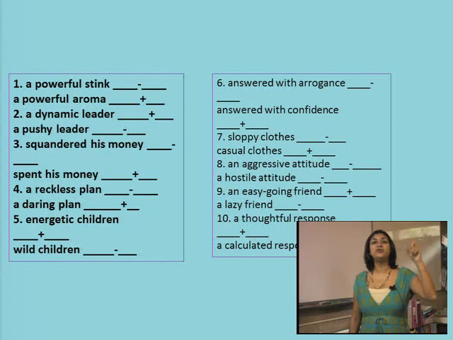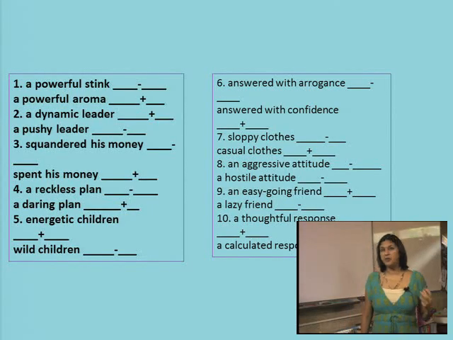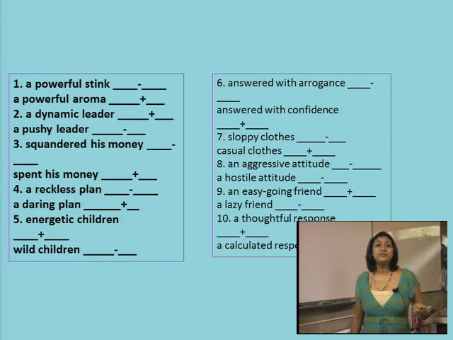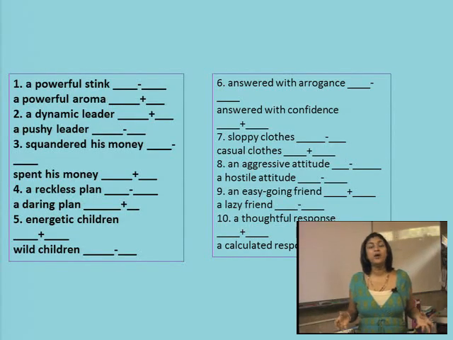Okay, think about when you're spraying air freshener. That would be an aroma. So that's a positive one. A dynamic leader and a pushy leader. Somebody who is dynamic is someone who is versatile. It is somebody who can do lots of different things and do all of these things well, who can think very quickly. That's a very positive trait to have. Whereas a pushy leader is somebody who is stubborn, who wants their own way all the time.